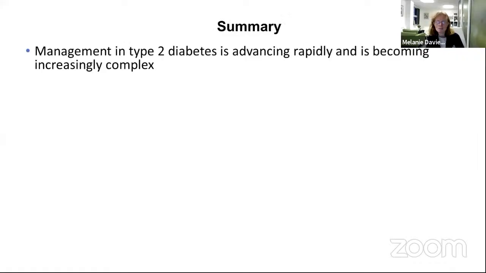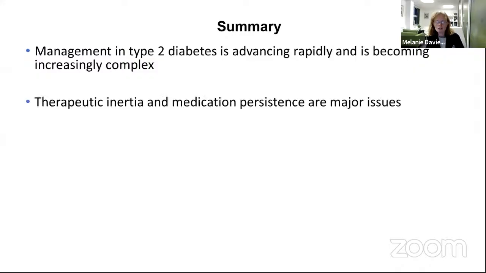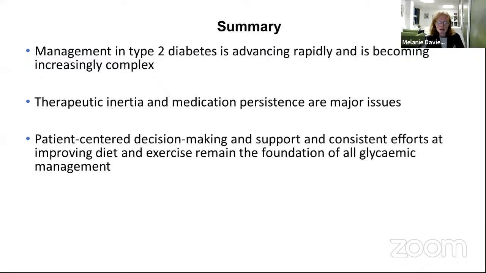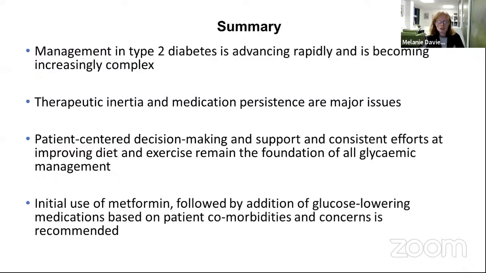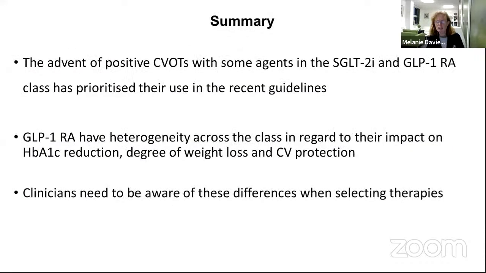So type 2 diabetes management is advancing rapidly and becoming increasingly complex. Therapeutic inertia and medication persistence are major issues. Patient-centered care is really important, and the foundational use of metformin, I think, is still important. But then early addition of other medications is dependent on comorbidities. And if a patient's on metformin, regardless of their A1C, and they have established ASCVD, chronic kidney disease, or heart failure, we should be adding these agents really early.